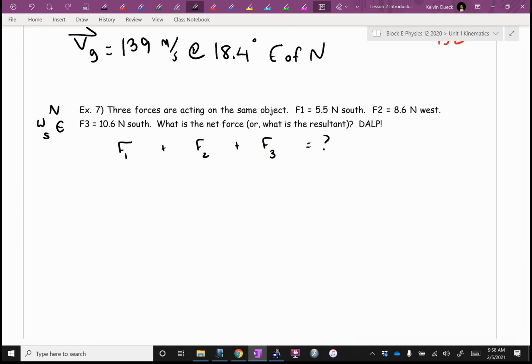How do we add two vectors together? Draw them. People, please. How do we add two vectors together? Draw them. How do we add three vectors? Let's see if we can figure it out. 5.5 newtons south. So under F1 plus 8.6 newtons west. A little bigger than the 5.5. Plus 10.6 newtons south.